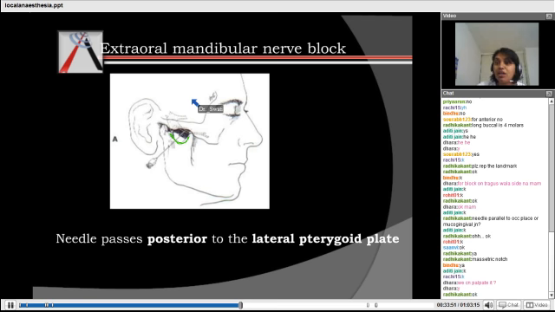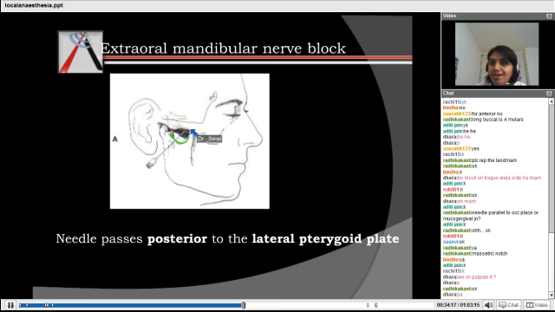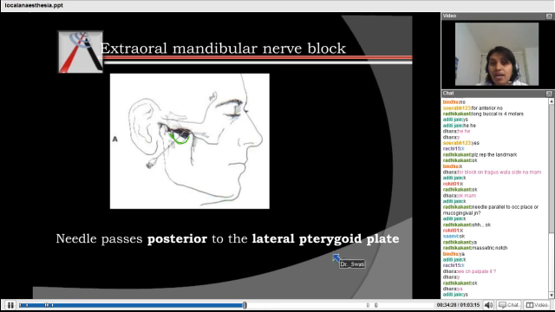What you're going to hit is nothing but your lateral pterygoid plate. Once you hit that, that gives you a landmark. After that, you will retract the needle back. That tells you that you are at the right point. Then you retract the needle back and go posteriorly and slightly upwards to the lateral pterygoid plate, and you will deposit the solution there, and that will block your mandibular nerve.